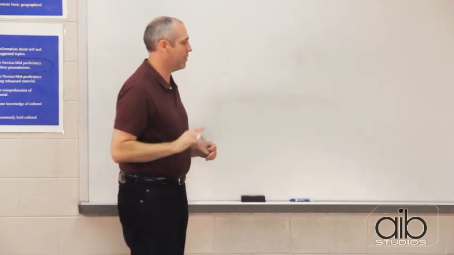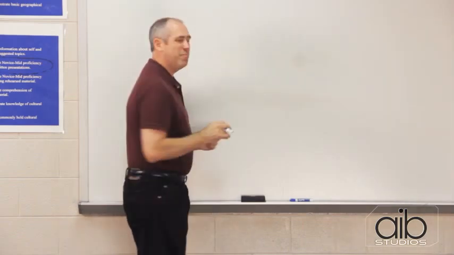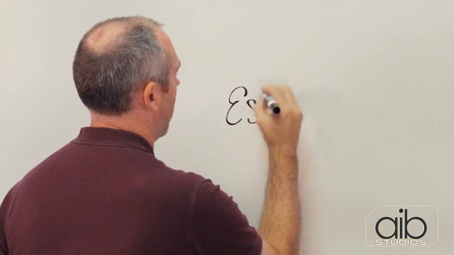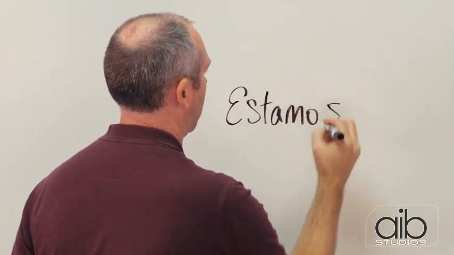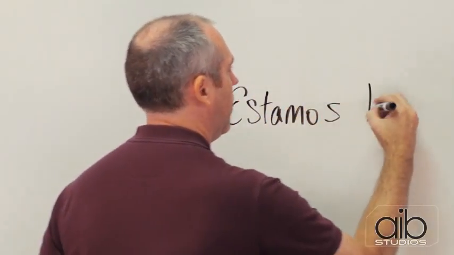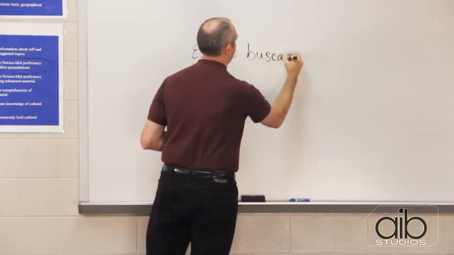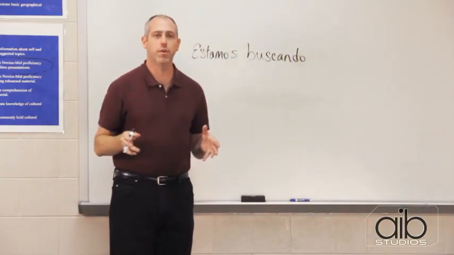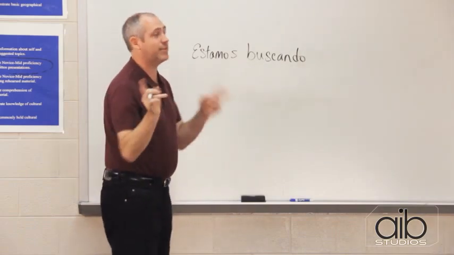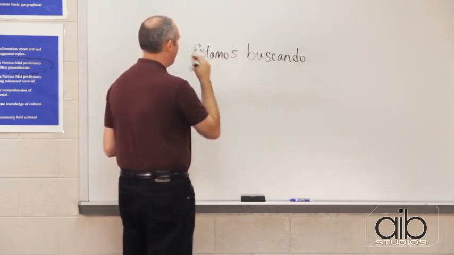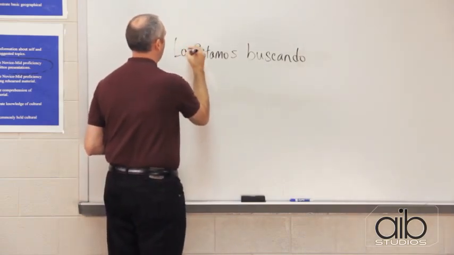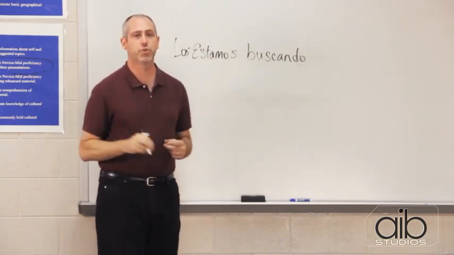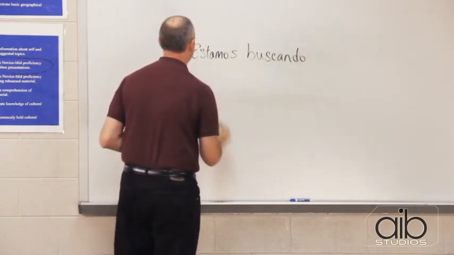Okay, so while you're writing it, I'm going to go ahead and do it as well. So I'm not going to put nosotros right now, all right? So we are looking for them. I'm going to say we are, estamos, okay, buscando. We are looking for them. Now, choose which one you want to use, masculine or feminine. It's up to you. In this case, I'll make it masculine. So, los estamos buscando. Okay, so that's structure one. It goes in front of estar.